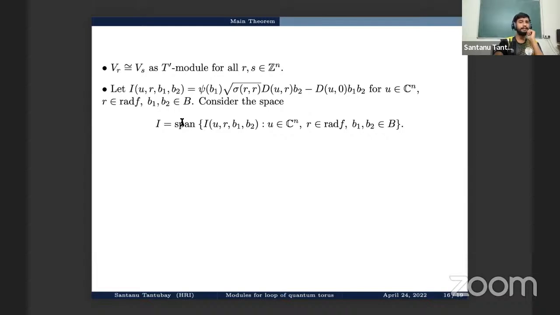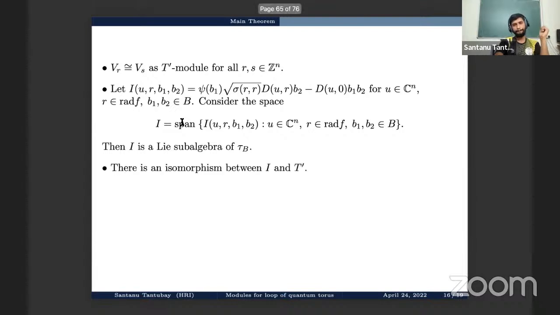Now we consider a different kind of elements I(u, r, b1, b2), that is just psi(b1) times root over sigma_rr D(u, r) tensor b2 minus D(u, 0) tensor b1 b2, and similarly consider the space I spanned by this type of elements. Then we can also see that I is a Lie subalgebra of tau_B, and what we can say is that I and T' are isomorphic as Lie algebras. So there is an isomorphism between I and T'.